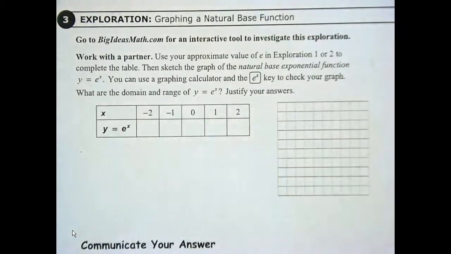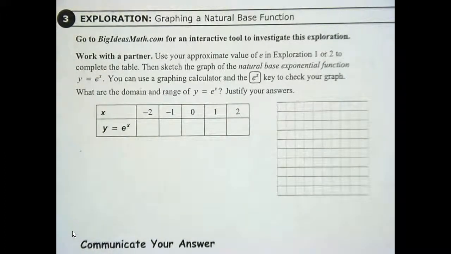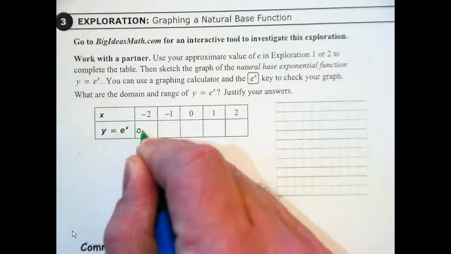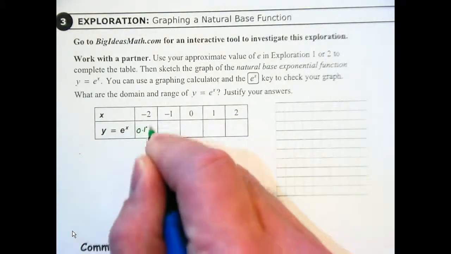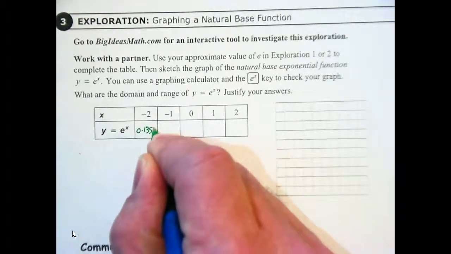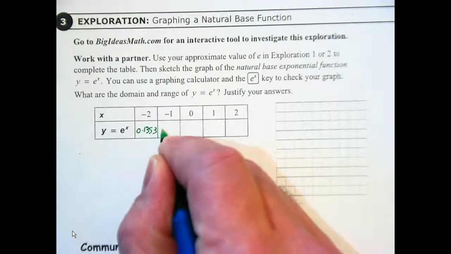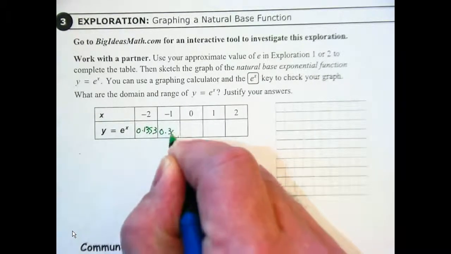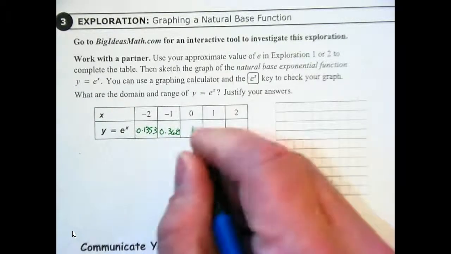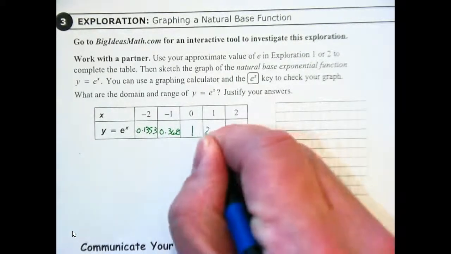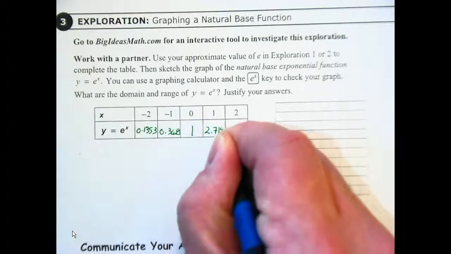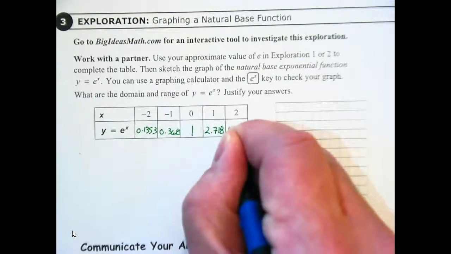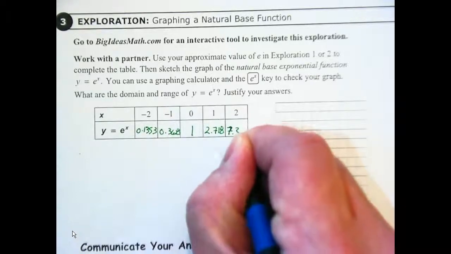Exploration number 3. Go ahead and turn the page. Give it a go. Take a look at it, read through it first. Those values for your table, what do you get for negative 2? Okay, and then? Yeah, we'll go 8. 7.389. All right.